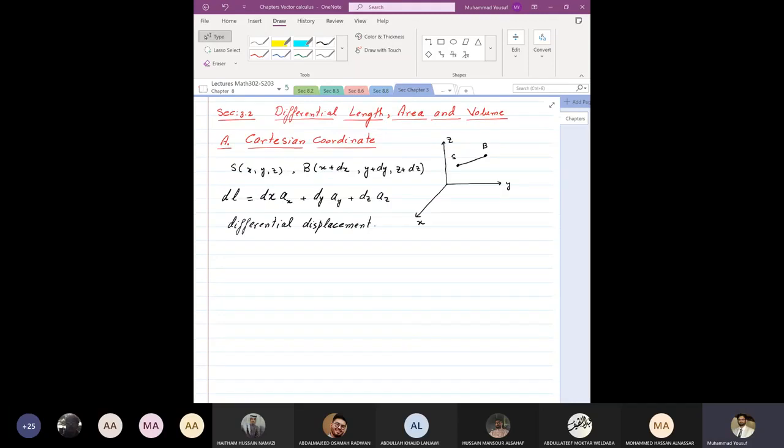Instead of making this figure, let me copy and paste from the book. That will be easy for me. I can, instead of making this, copy and paste and then save my time. And that time I can use for explaining.